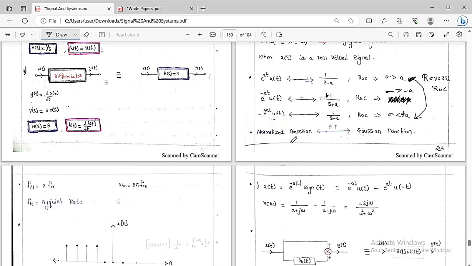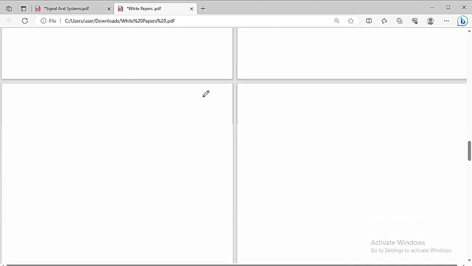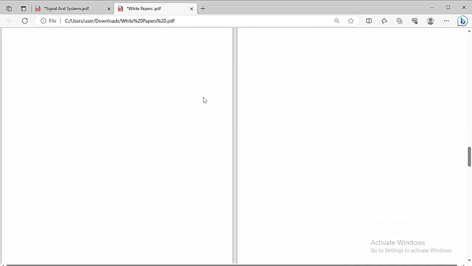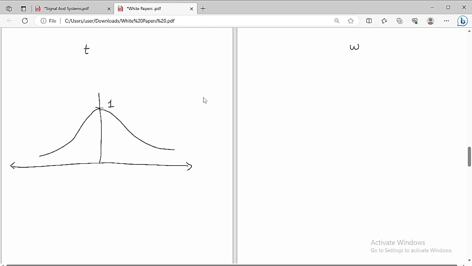So finally, the normalized Gaussian function has as its Fourier transform a Gaussian function. What is the meaning of this? Let me see here. This is the time domain, and this is the frequency domain. In the time domain, if you take a normalized Gaussian function, I already told you what the meaning of a normalized Gaussian function is, you are going to get this value as 1. If you do the Fourier transform, we get the same picture, but this value is not equal to 1.